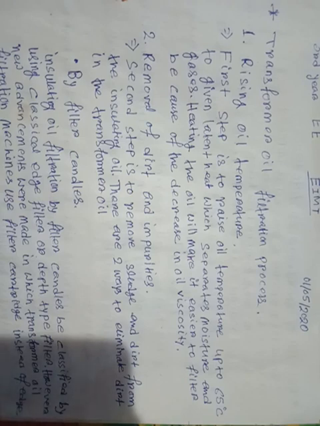First is by filter candles. The first method of removing dirt and impurities is filtering with candles. Insulating oil filtration by filter candles is classified by using the classical edge filter. This process is done using different types of classical edge filters or depth type filters.